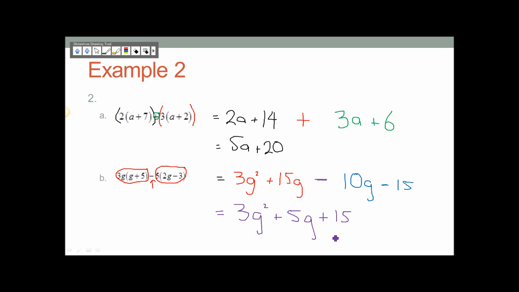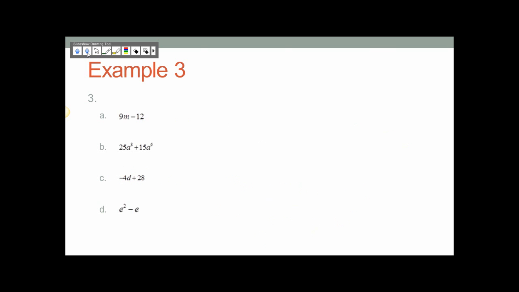Does this expression remind you of anything in particular? Hopefully it does. Remember, we did a whole chapter on this last year. Okay, our final example before we can head off. This time, instead of expanding, we're going to be factorising.